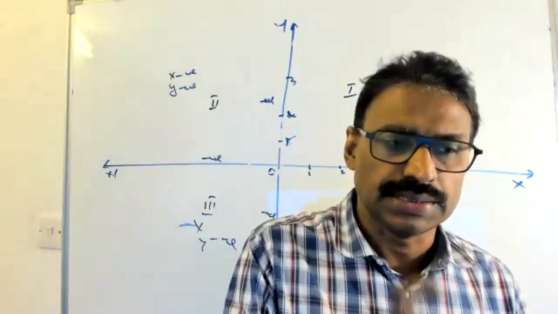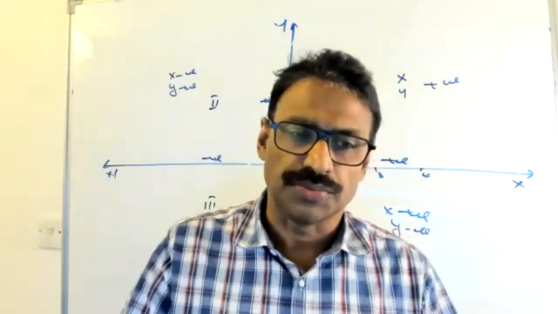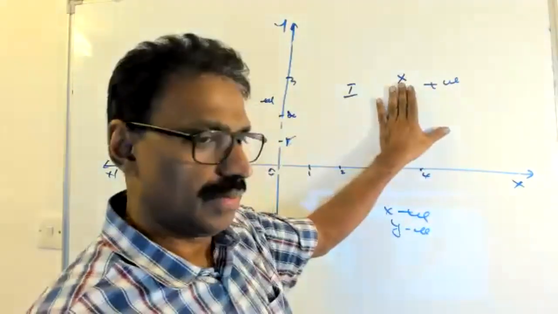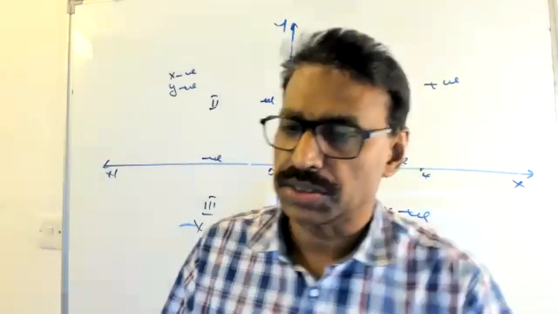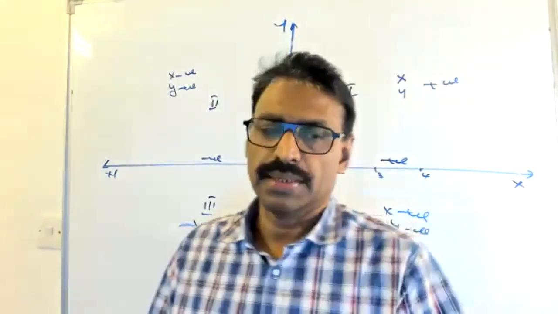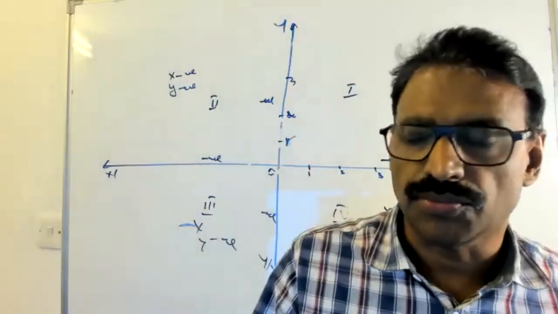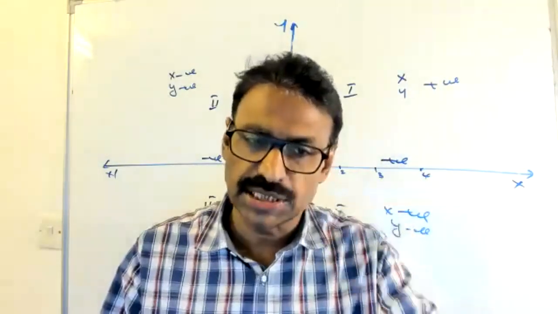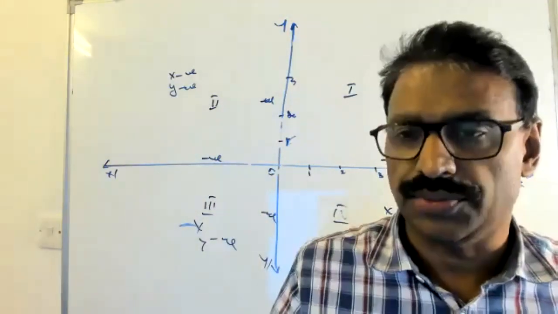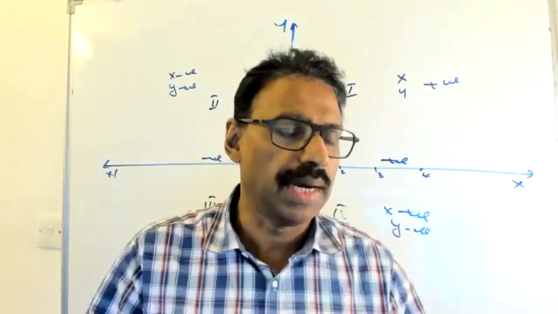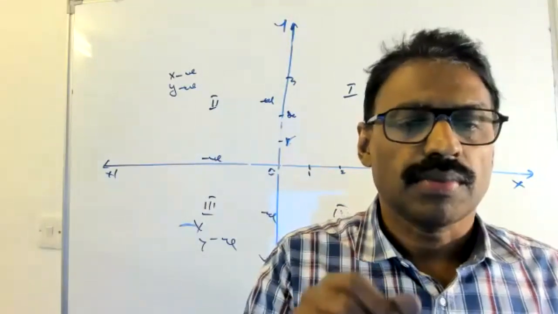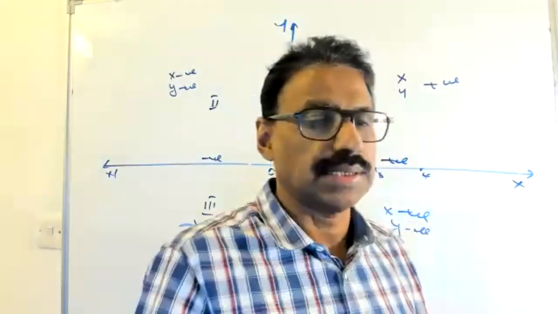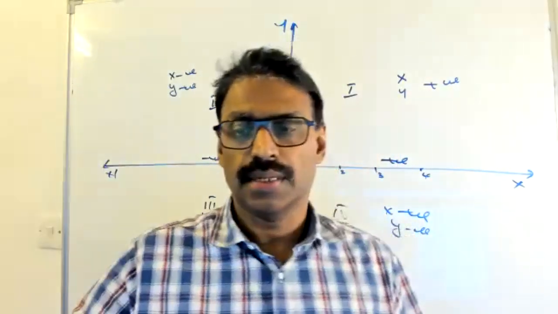Once again, in the first quadrant both are positive, like 1, 1; 2, 3; 6, 4; 7, 6. This is all the first quadrant. In the third quadrant, both are negative: minus 1, minus 2; minus 3, minus 6; minus 7, minus 8. In the second quadrant, x is negative, y is positive: minus 2, 6; minus 10, 1; minus 11, 3. Fourth quadrant, x is positive, y is negative: 3, minus 1; 10, minus 1; 7, minus 7. On the x-axis, all the y are 0: 10, 0; 7, 0; 8, 0. On the y-axis, all x is 0: 0, 3; 0, 10. Clear or not? Is it okay?